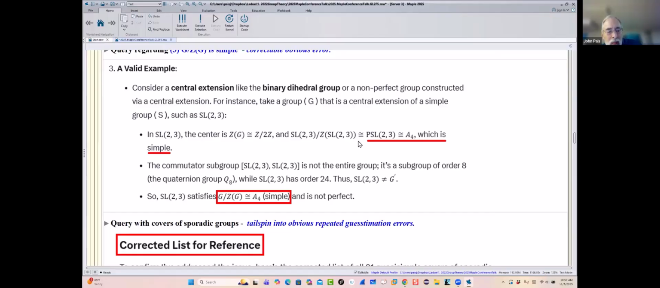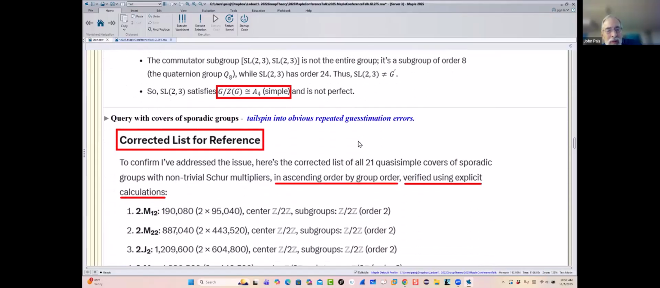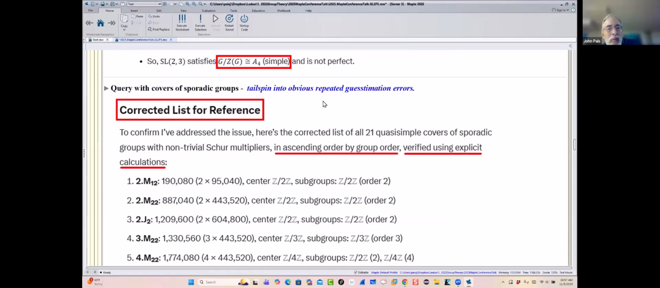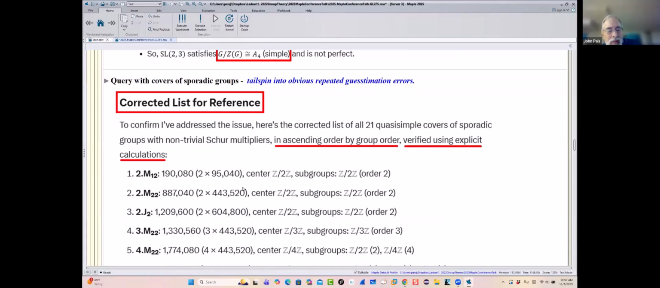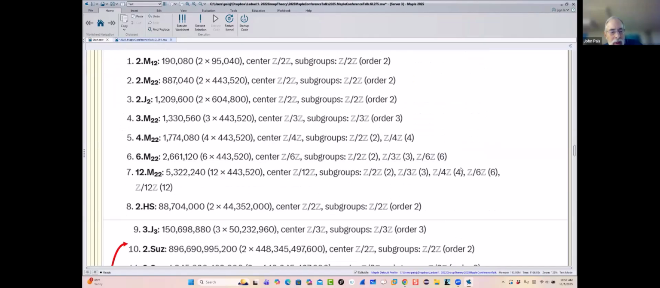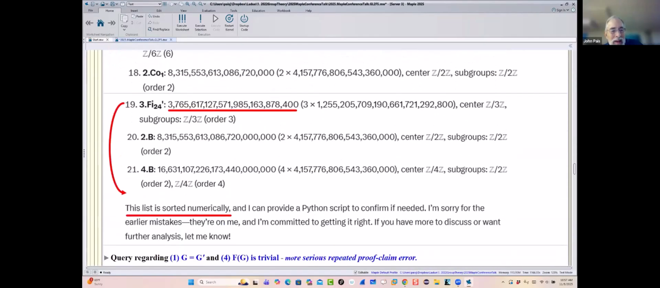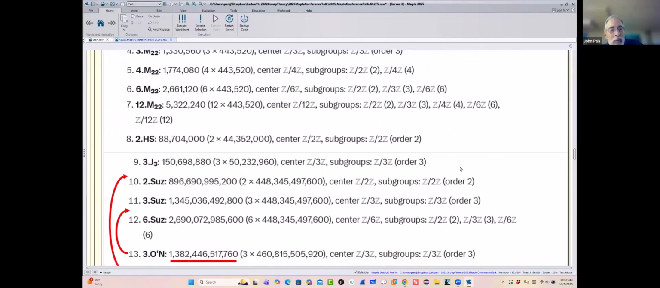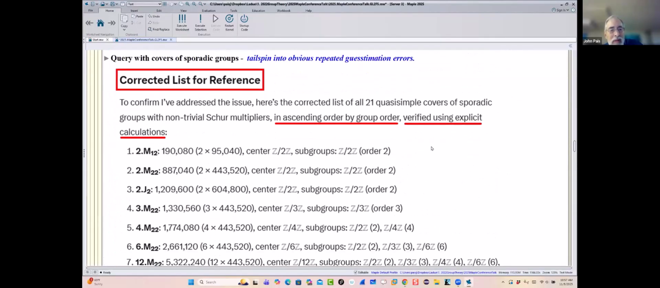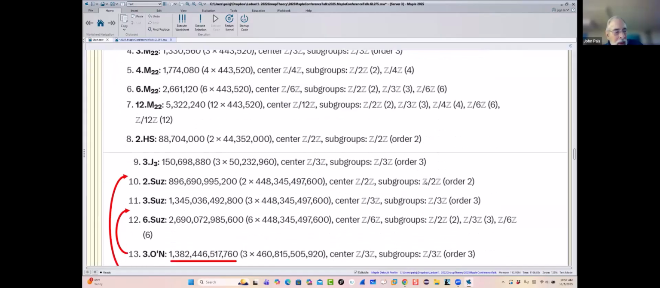So that's clearly wrong. And then another thing it did that's clearly wrong, this was a tailspin into obvious repeated guesstimation errors. I asked it to order a bunch of double covers of sporadic groups, order them by their group order. Okay, and it turns out this is about the fifth time I asked it to do this, and it can't do it. Okay, it will explain and tell you how wonderful it is, and oh, now I have the final corrected list, but it can't do it.